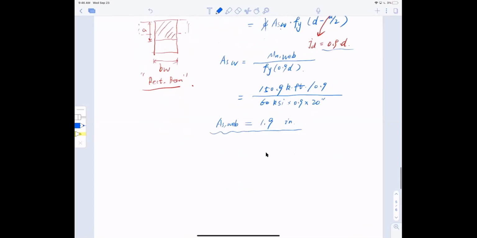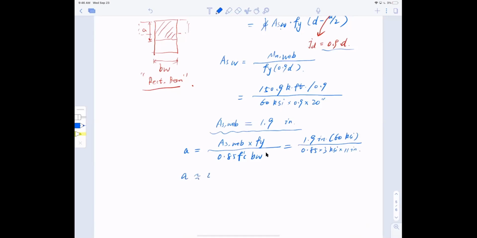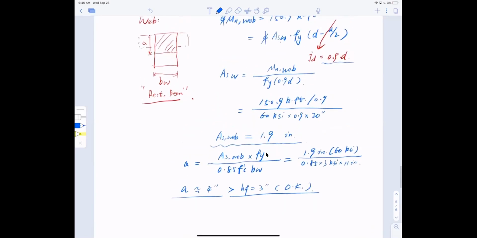With this, I'm going to assume a equals As web multiplied by Fy divided by 0.85 f'c bw. I bring the numbers in: 1.9 inch squared, 60 ksi, divided by 0.85, 3 ksi concrete strength, and bw is 11 inches. I got a approximately equal to 4 inches. Here you can double check that it is actually bigger than hf equal to 3 inches. So we're okay. Why are we okay? We're indeed designing a T-beam.